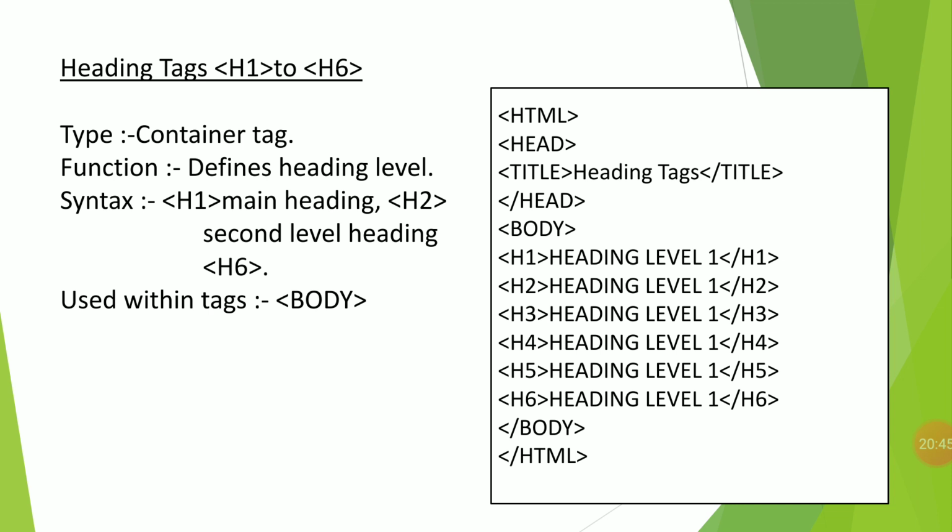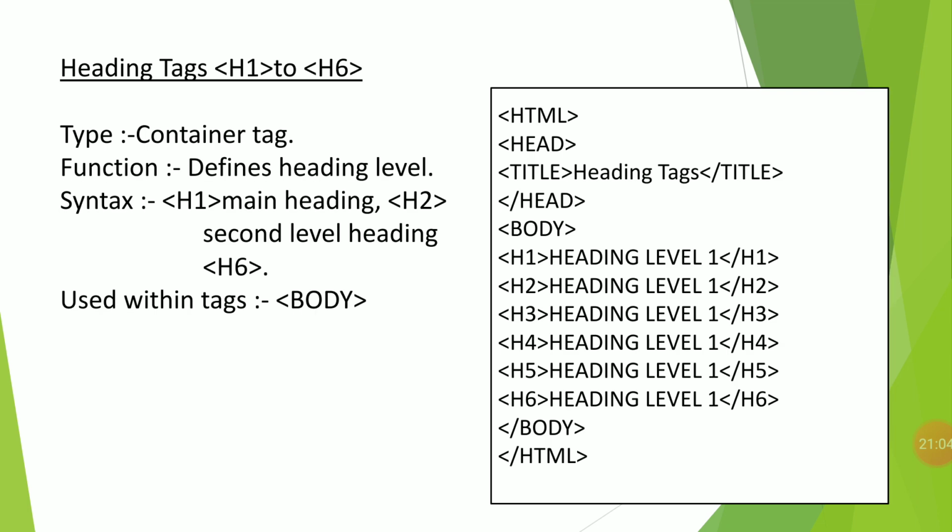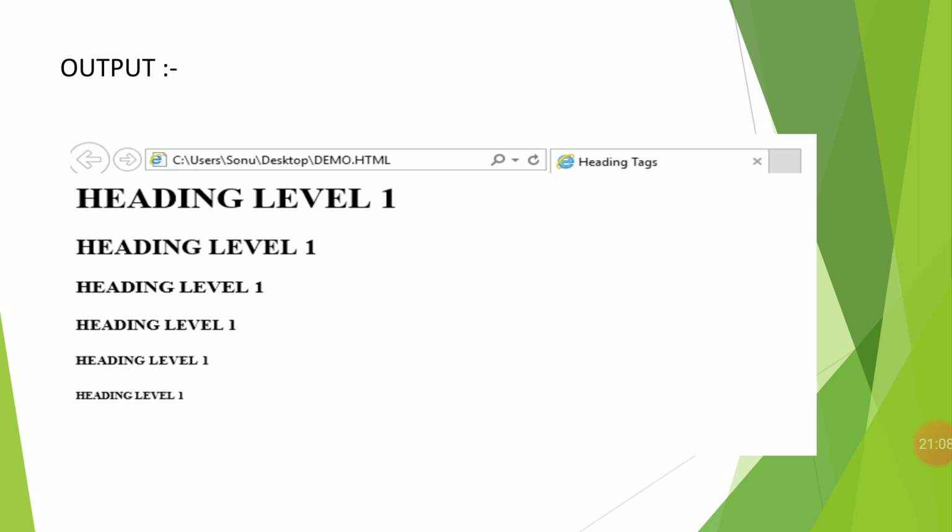And here I have written the code. Just see the code, and next just see the output also. You are getting output like this. So H1 is the biggest one, then H2, H3, H4, H5 and H6. Likewise we have all these heading tags in HTML, and if you want to use them, then you must follow the syntax which I mentioned here inside the examples.